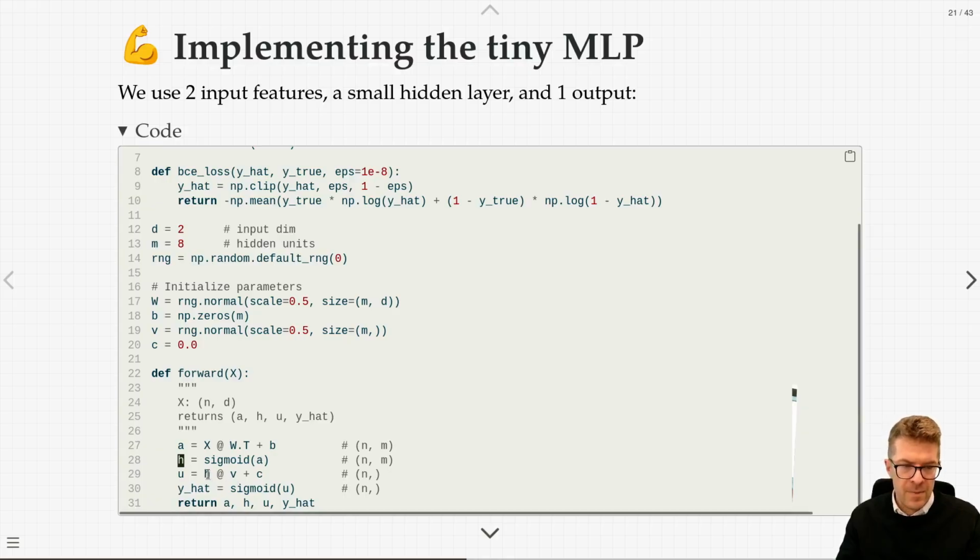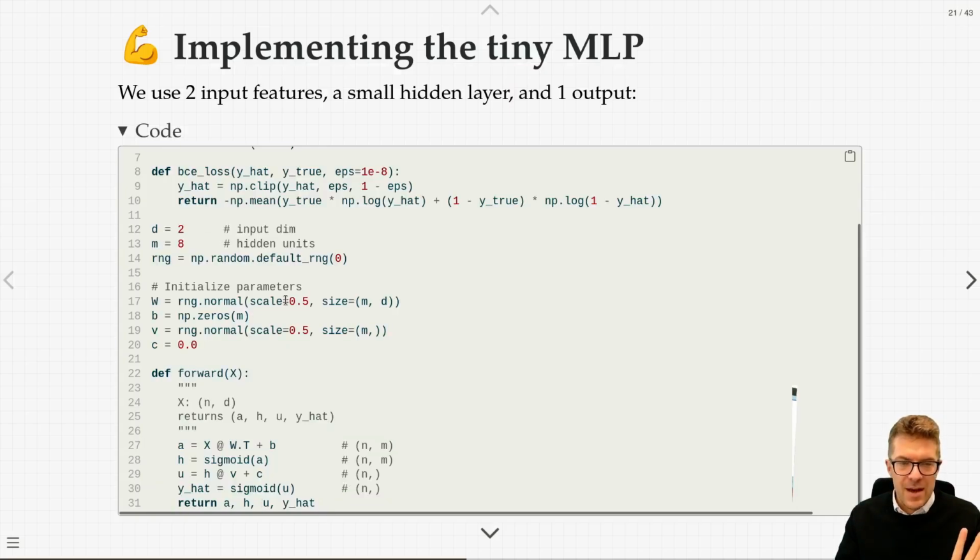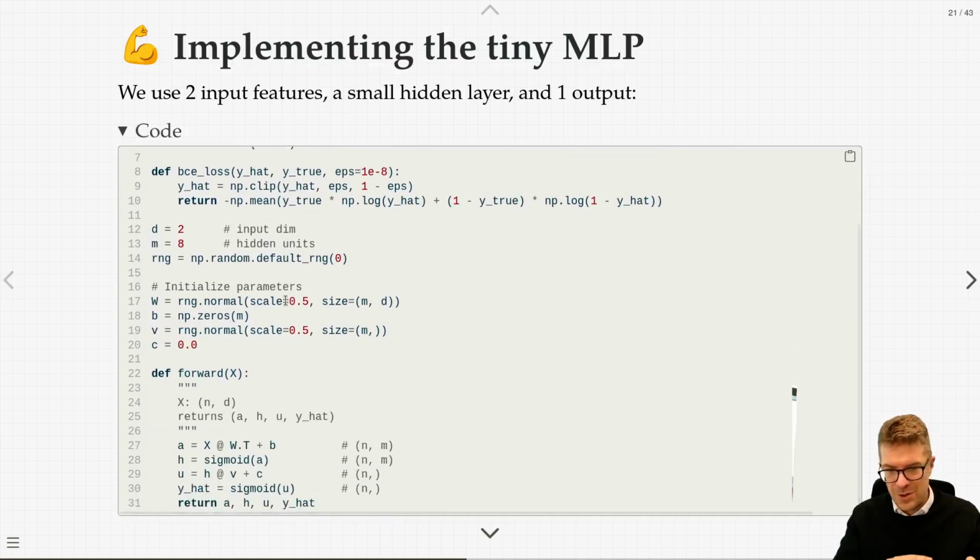And then that hidden value is multiplied by another set of weights, added to another bias, giving us U. And that linear transformation is passed through a nonlinear function, another sigmoid, giving us our predictive probability. And then at the end of all of this, we have all of our intermediate values here, including our prediction y hat.